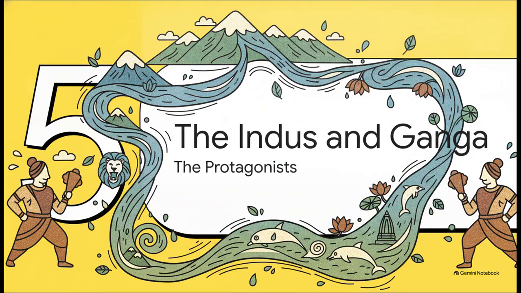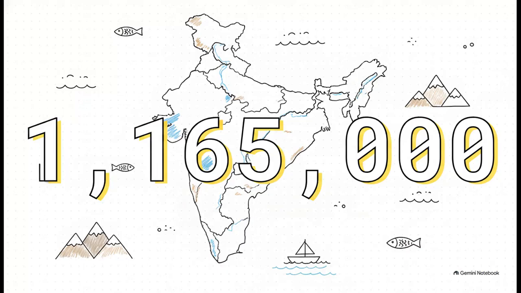Moving right along to Section 5, the Indus and Ganga, the protagonists. Over 1.1 million, actually 11,65,000 to be exact. That massive number is the total square kilometers of the Indus River Basin. This mind-blowing scale easily secures its place as one of the largest river basins in the entire world.